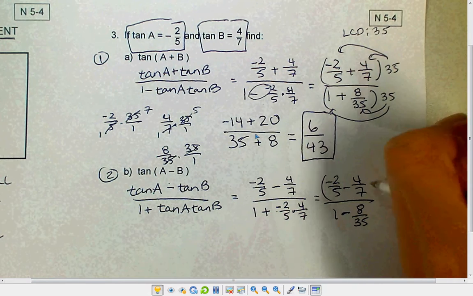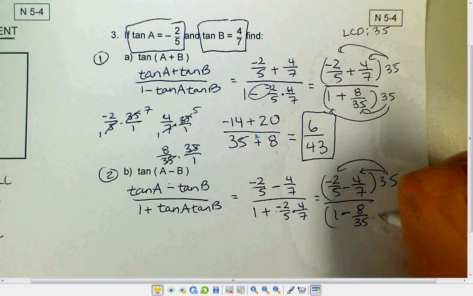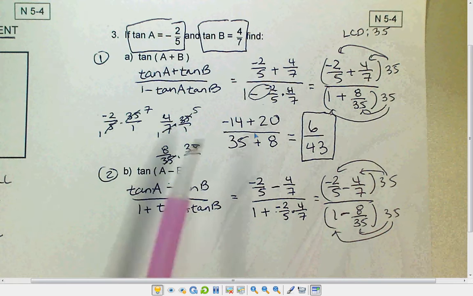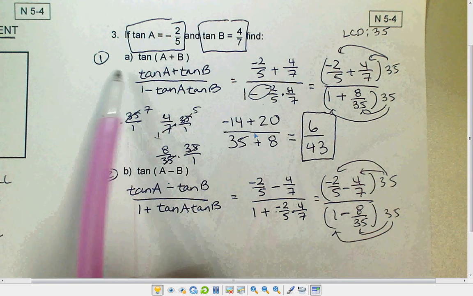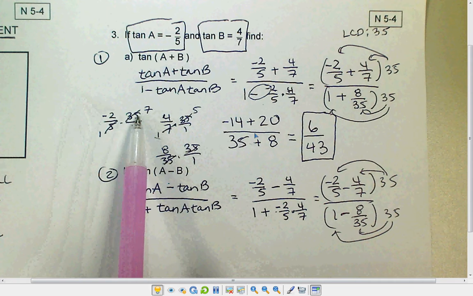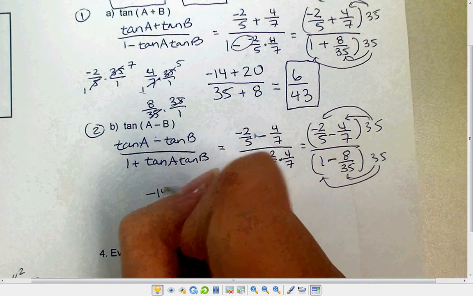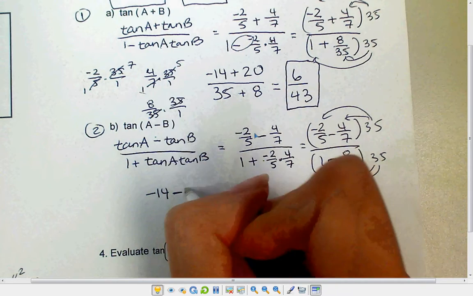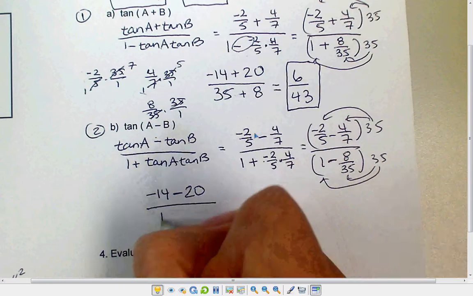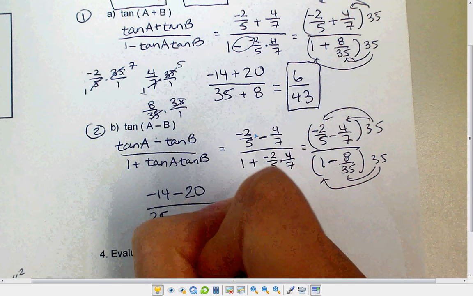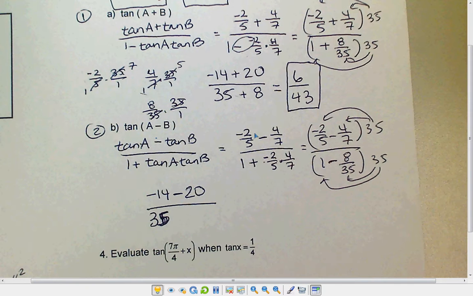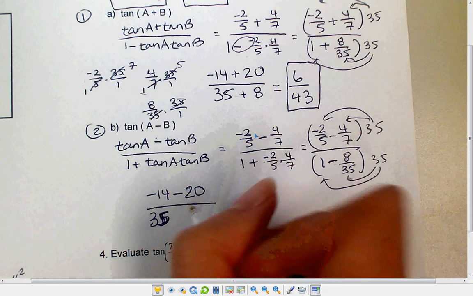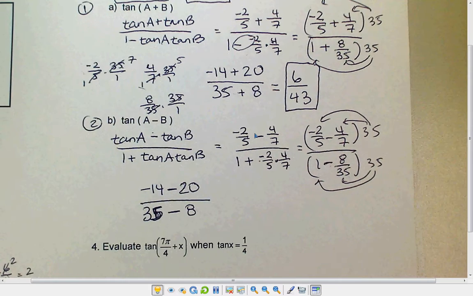Our LCD is still 35, so we're multiplying everything by 35 yet again. And for part B, we've actually multiplied each of these numbers by 35 in the first part, right? We did negative 2/5 times 35. That gave us negative 14. But now we're subtracting 4/7 times 35, which gave us 20. And over here we have 1 times 35, which is still 35. And then we have 35 times 8 over 35, which we know is 8, but in this case it's a minus 8, or plus a negative 8.